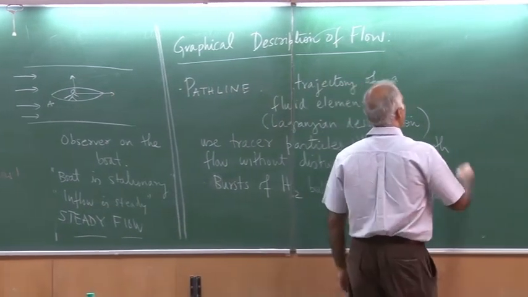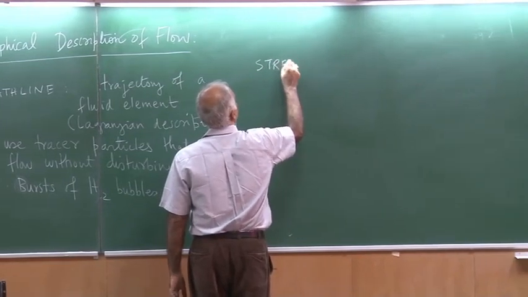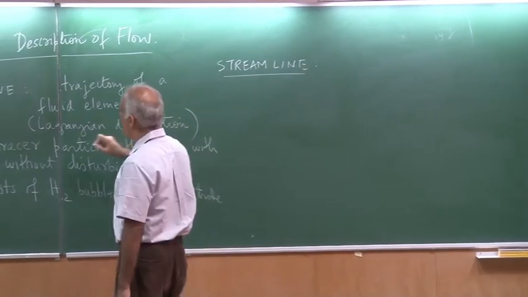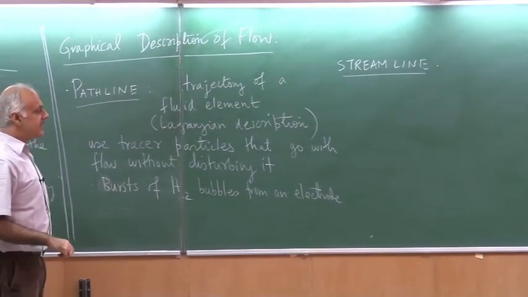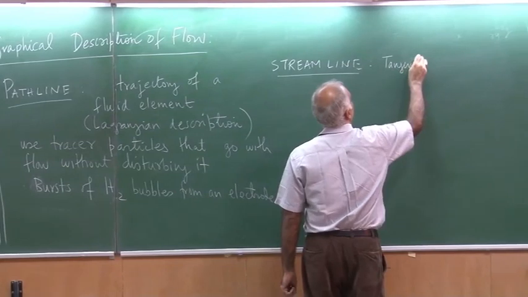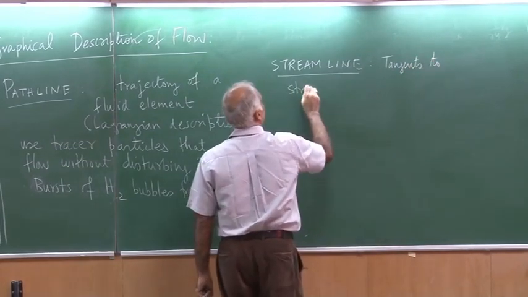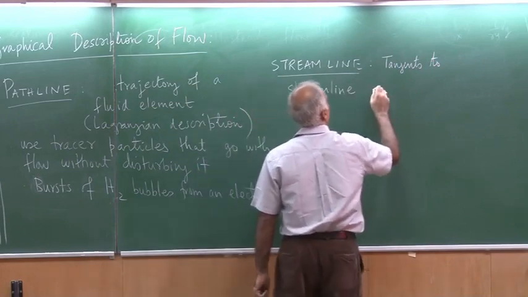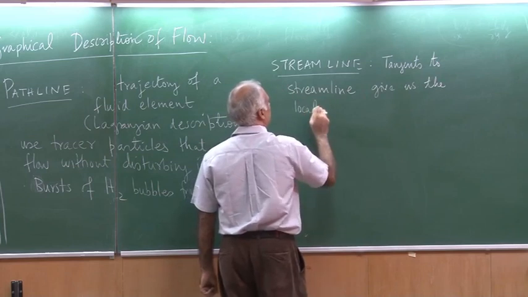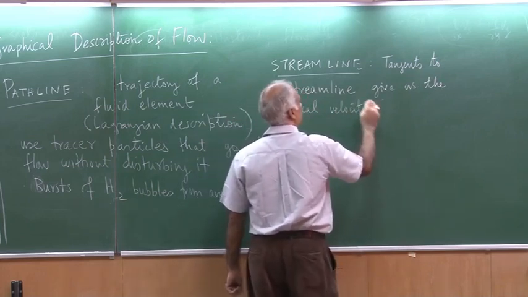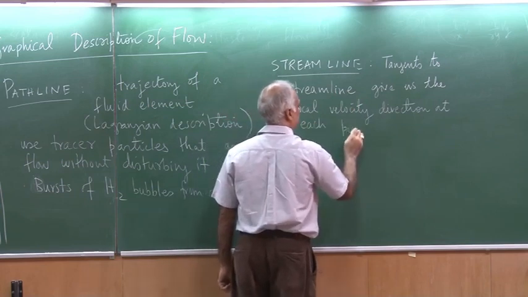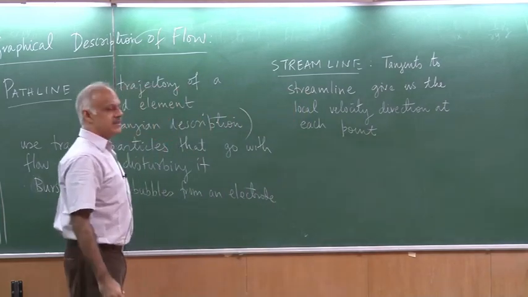Okay. The next thing I want to talk to you about is a streamline. So streamline is another interesting concept where tangents to streamline give us the local velocity direction at each point. Okay, so this is instantaneous.